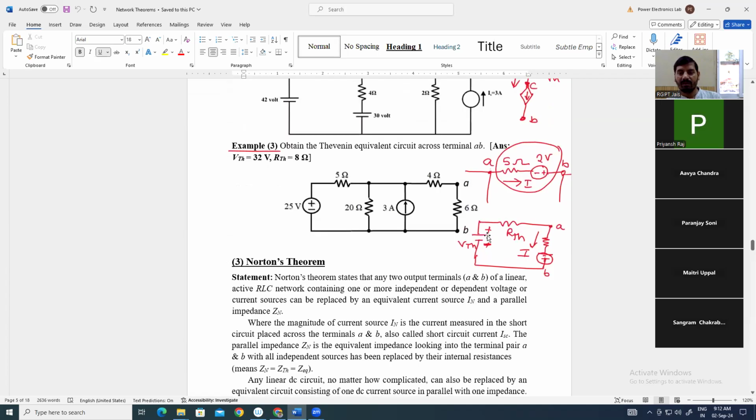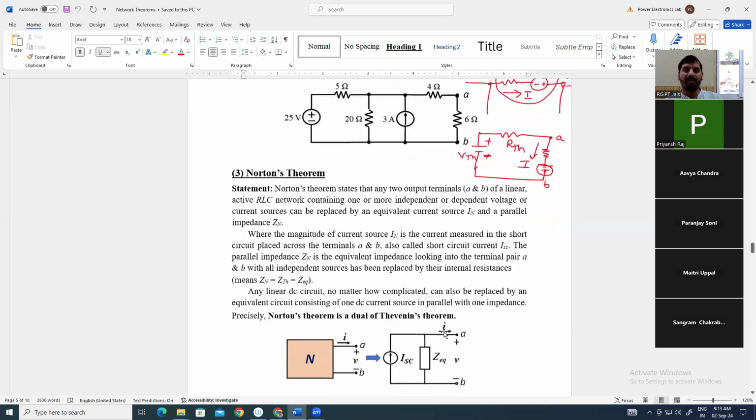In Thevenin's theorem, VTH and RTH both are in series, so this can be converted into a current source, and the current source value will be VTH divided by RTH, and across that current source you have to apply the same resistor here, okay. So Norton's theorem is nothing but source conversion, means voltage source to current source conversion. So that's why it is called a dual of Thevenin's theorem, okay.